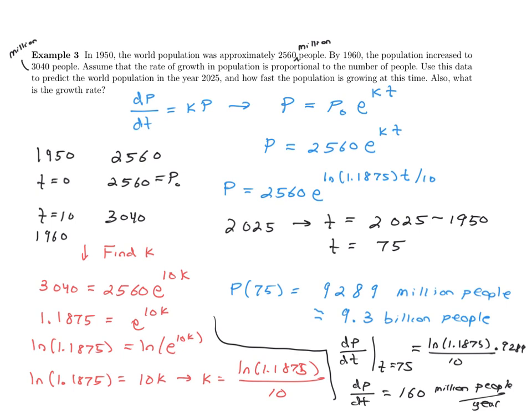Now, there's one other part to this problem that asks, what is the growth rate? Again, kind of running out of space, I'll try to place that up here. The growth rate is actually your proportionality constant, which is k. k is equal to the natural log of 1.1875 all over 10. And just to get a decimal for that, again, I'm putting this into my calculator. The natural log of 1.1875 all divided by 10 is 0.0172, rounded to 4 decimal places. This is the growth rate.